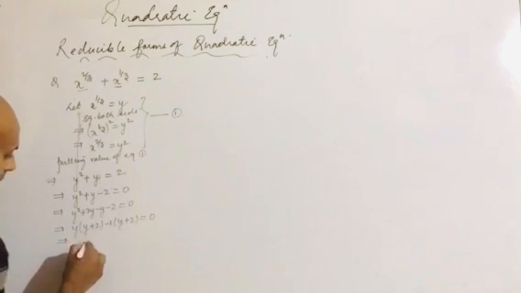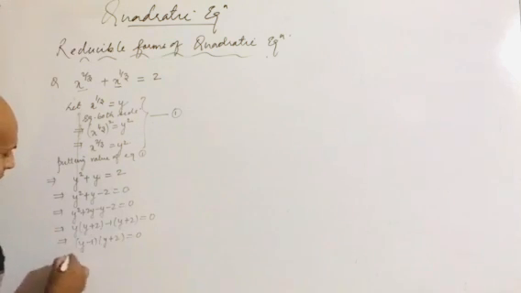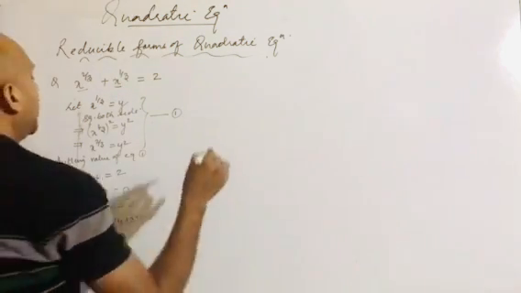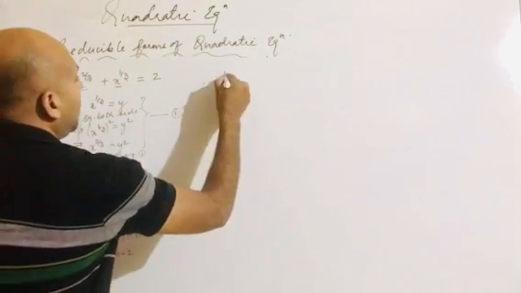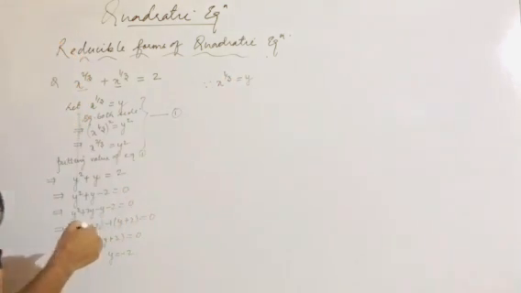So I'll write here y minus 1, and then y plus 2, is equal to 0. With the help of the zero product rule, I get two values: y is equal to 1 and y is equal to minus 2. So this is the value of y. Both the values I'm going to put here. So I'll write x to the power 1 by 3 is equal to y.